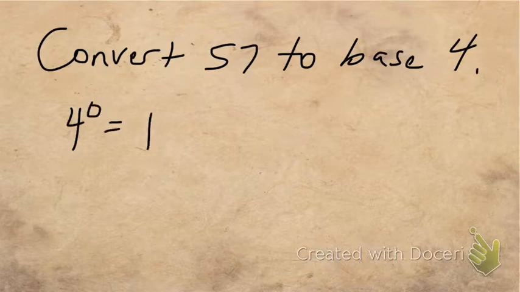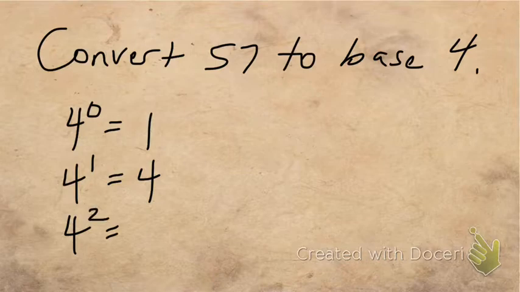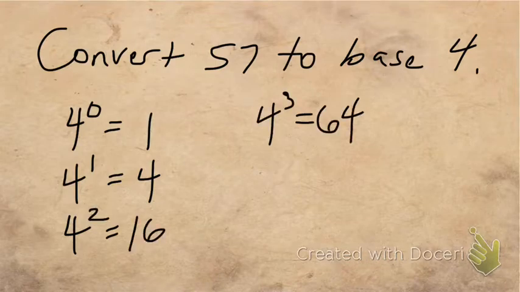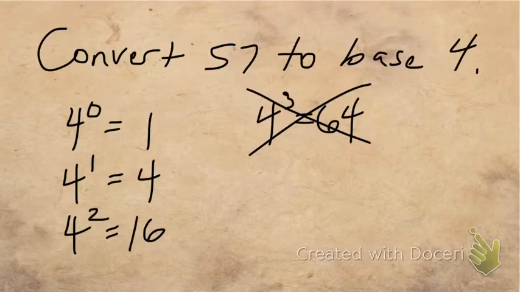4 to the 0 is 1, 4 to the 1 is 4, 4 squared is 16, 4 cubed, oh no, that's too much, let that go. So 4 squared, which is 16, is the highest power of 4 that would actually divide into 57, meaning I could see how many 16s I have in 57.